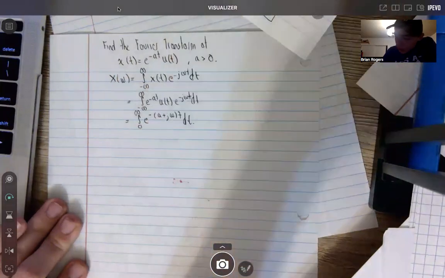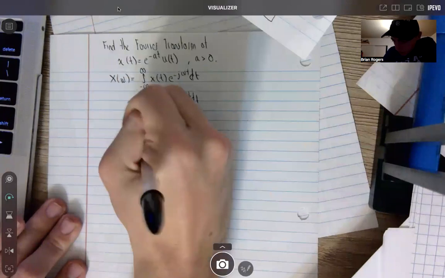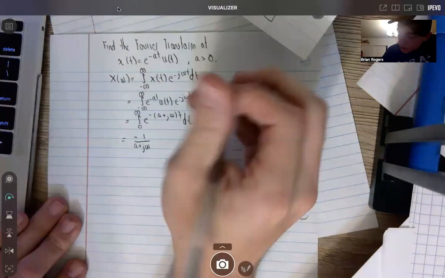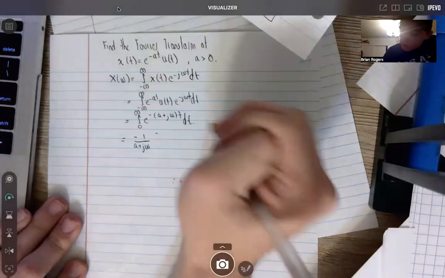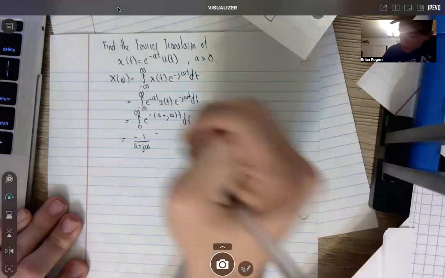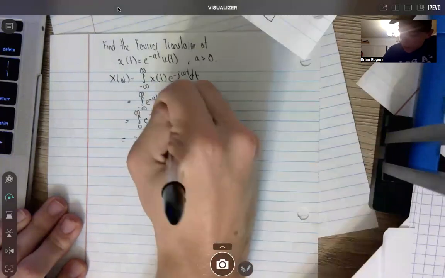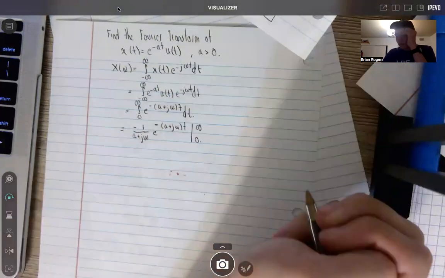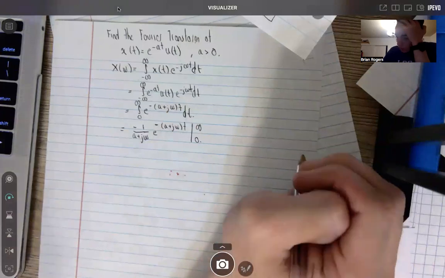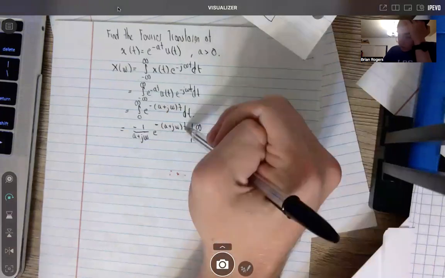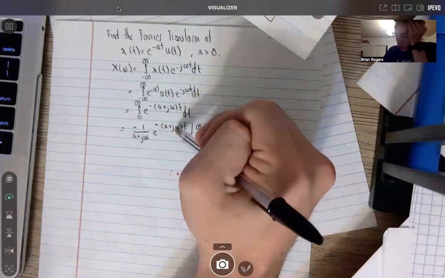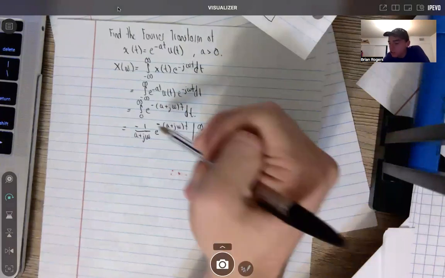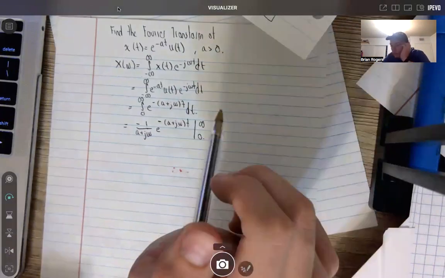This is going to be negative 1 over a plus j omega, and then e to the negative a plus j omega t, evaluated from 0 to infinity. So that's the antiderivative we're doing. And if we plug in infinity here, a is greater than 0, so this is a positive number. So it's e to the negative infinity, which is 0. And so this term evaluates to 0.